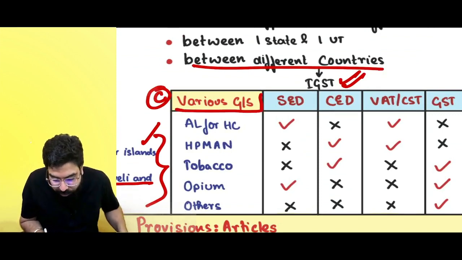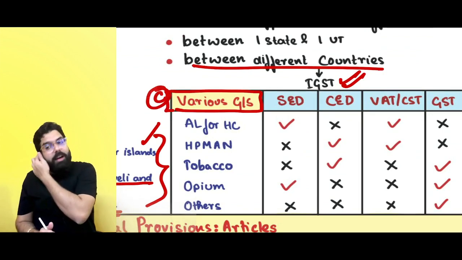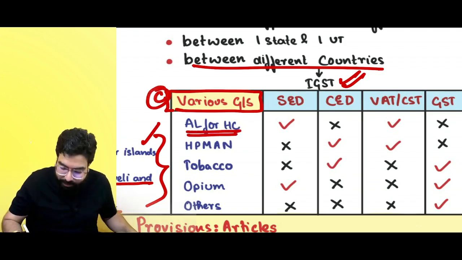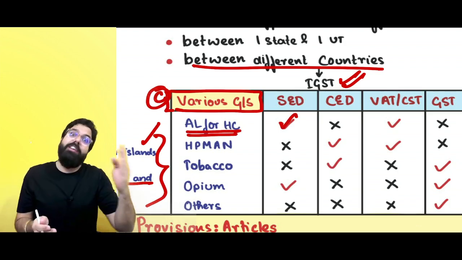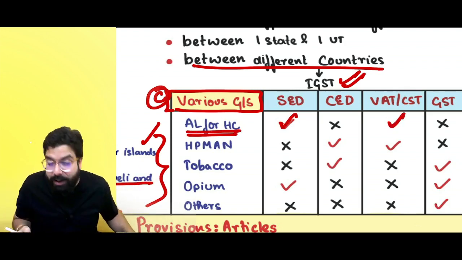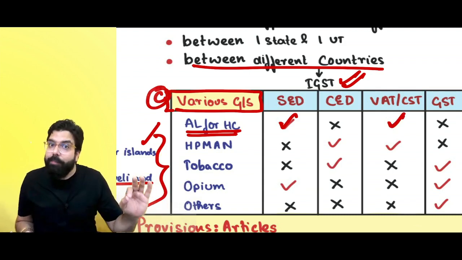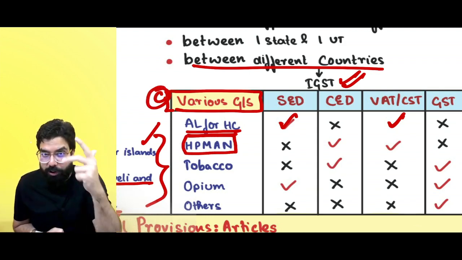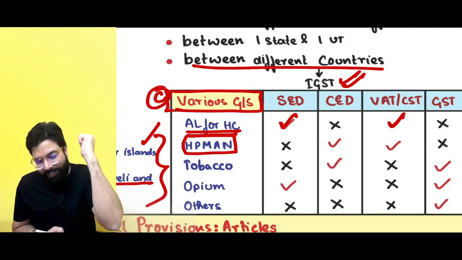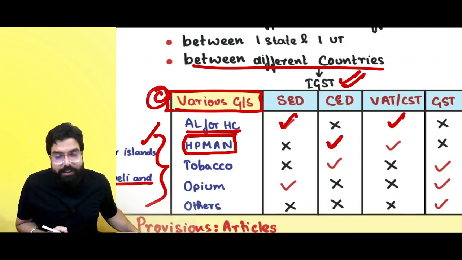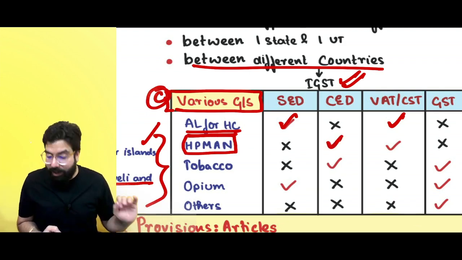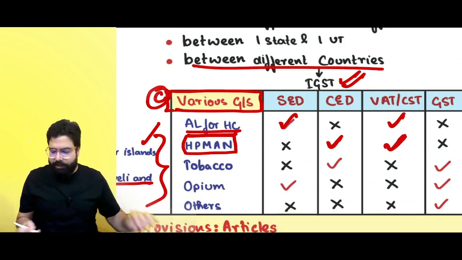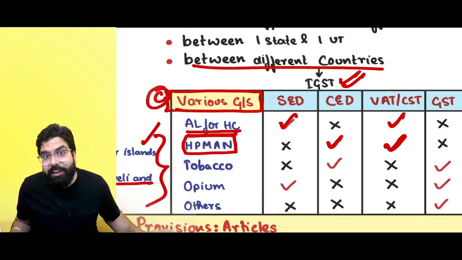Various goods and services and the various taxes which are being charged currently on them. If I talk about alcoholic liquor for human consumption, the state government is still charging state excise duty, and whenever it is sold within the state, VAT is charged. Outside the state, CST is still charged on alcoholic liquor for human consumption. The next one we have is high speed diesel, petroleum crude, motor spirit, aviation turbine fuel, and natural gas. On these, central excise duty is charged whenever manufacturing is done, and on sale, VAT or CST is charged.